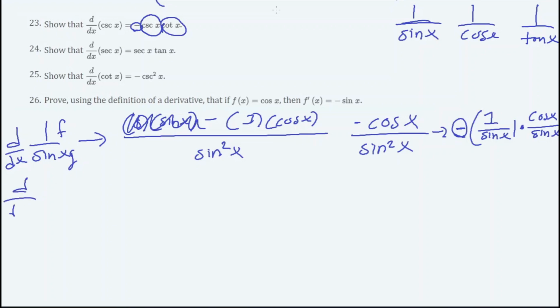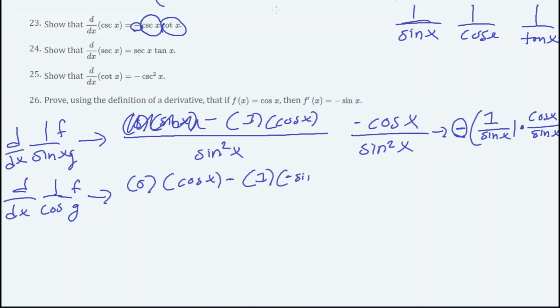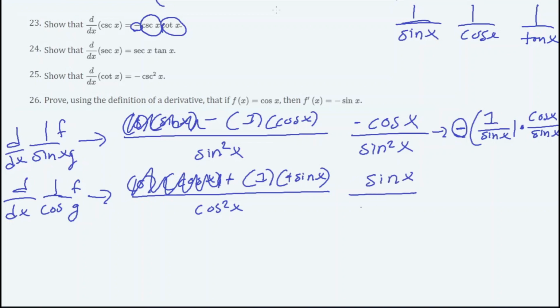So let's do the same thing with 1 over cosine. We're going to find the derivative of secant x. So we just set f over g, and then we do the same thing. So f prime is going to be 0 times cosine x, which goes away, minus f, which is going to be 1 times negative sine x. And on the denominator, we're going to have cosine squared x. And if we remember, this goes away. So we're going to be left with sine x, because we have two negatives, so that's a positive, over cosine squared x.